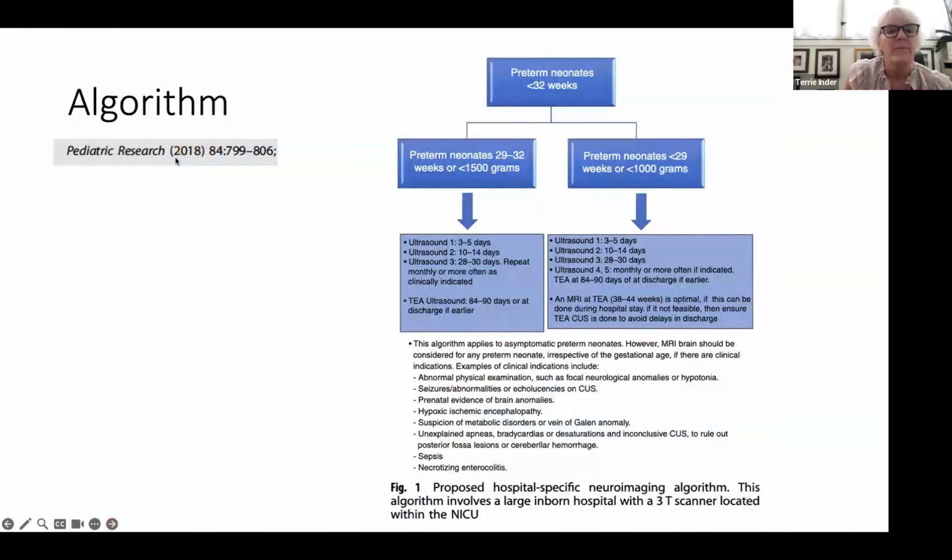So this algorithm was proposed nearly 5 years ago now, that for preterm infants, particularly those less than 29 weeks or less than 1,000 grams, in addition to the ultrasounds that should be done regularly, an MRI be done at term equivalent age, and that be done during the hospital stay, and that the parents be updated about the findings of that to enable risk profiling to assist families with understanding the need for rehabilitation after discharge alongside the presence of brain injury.